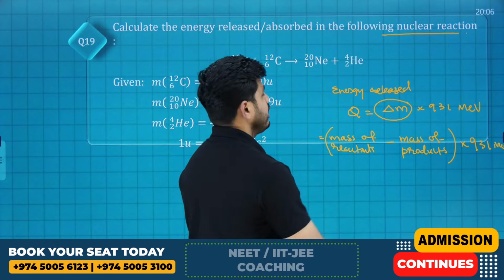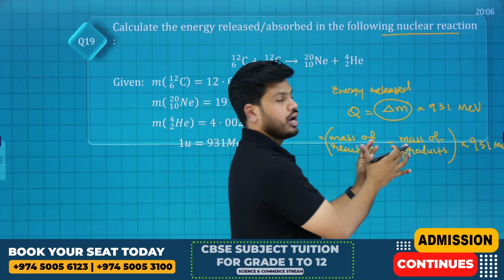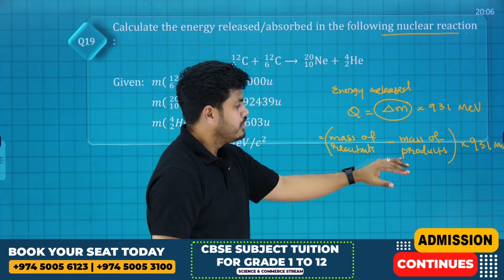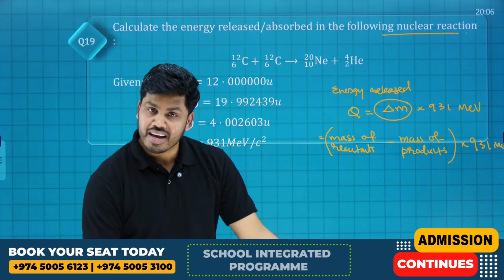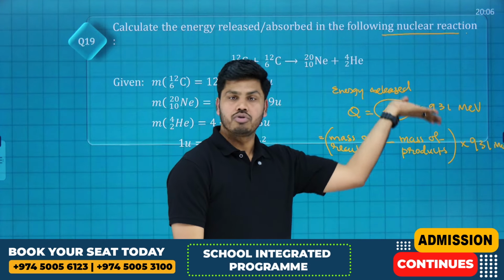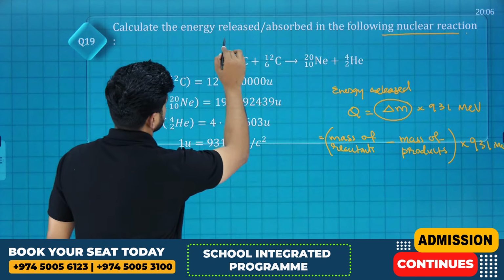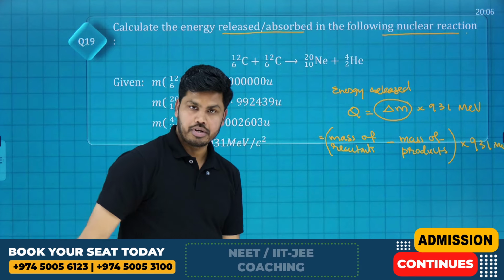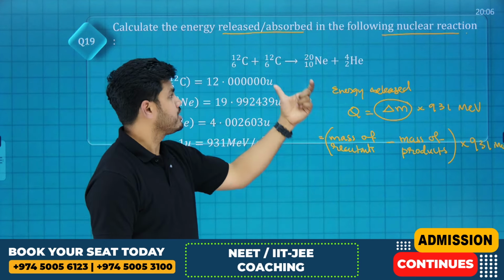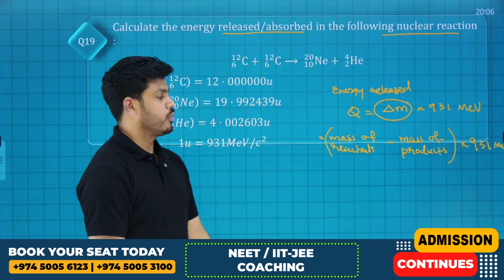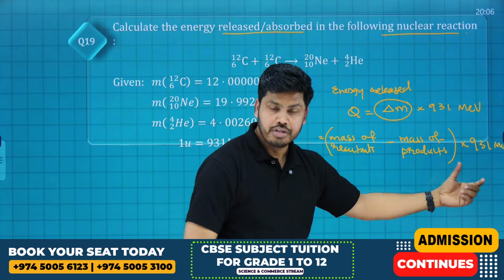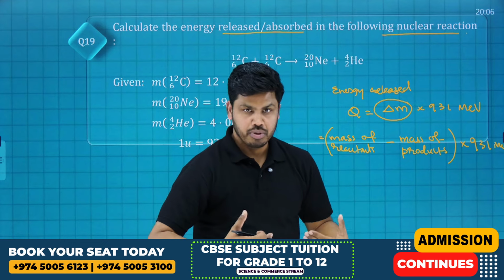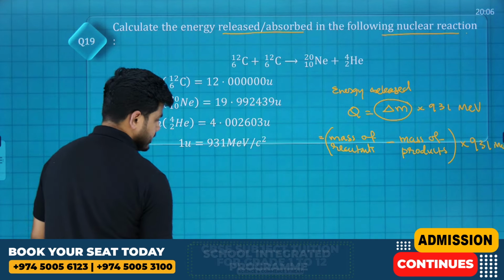If we get Q as a positive value, that means energy is released. If you get the Q value as negative, that means energy is absorbed. Look at the question, you're asked to check whether it is released or absorbed. Both are possibilities. How will you identify? If the Q value is positive, it is released energy. If Q is negative, it's absorbed energy. Now let us check in this case.